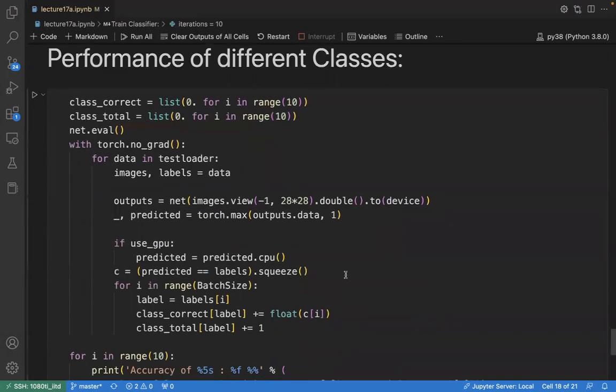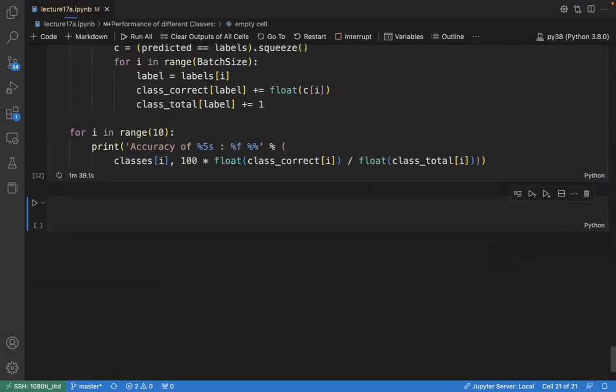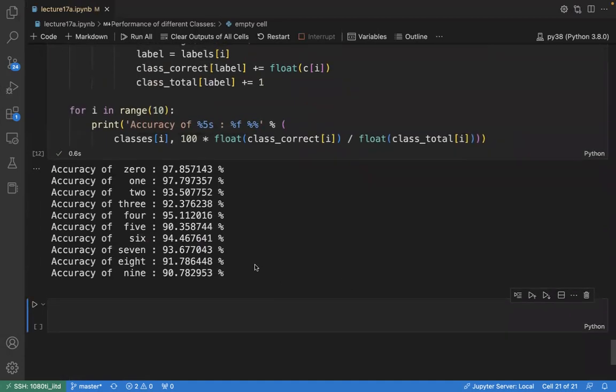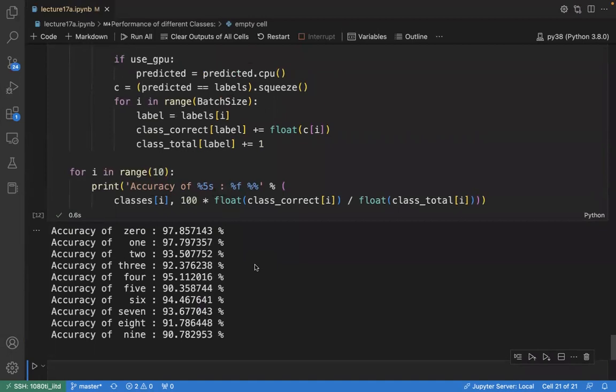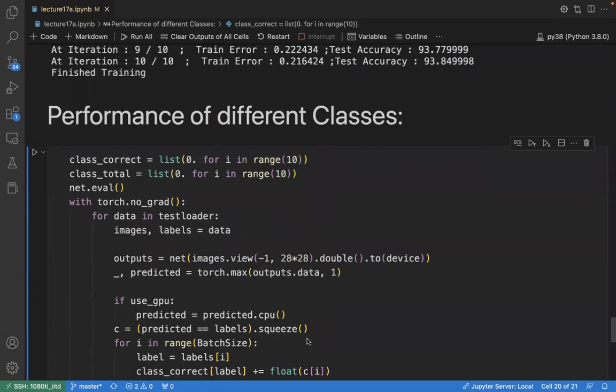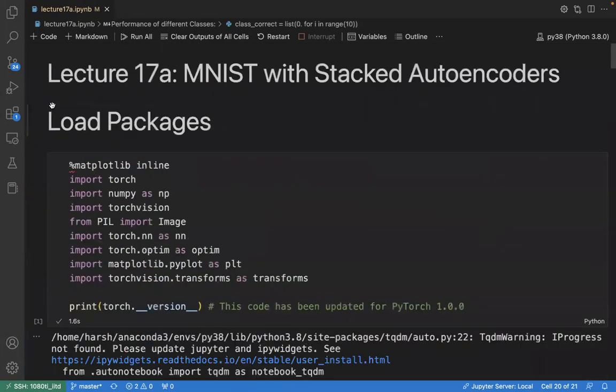Then performance of different classes, so just run it. Suppose there are 100 images of class 0. How many of them have been correctly detected and how many have not? In case of 0, 97% of the input has been correctly detected. In case of 1, the same 97. The lowest, I guess, is for 5, at 90%, and for 9, it is also 90%. So it's just a study, it doesn't matter. So this ends the stacked encoder.